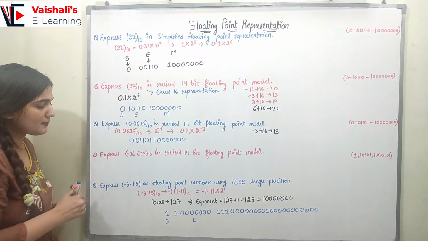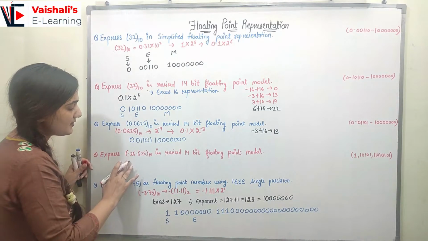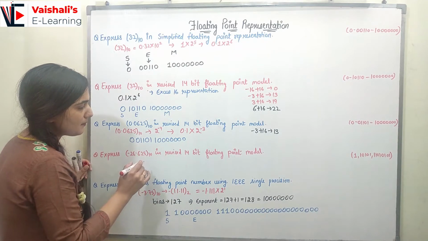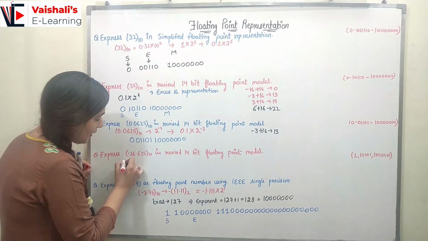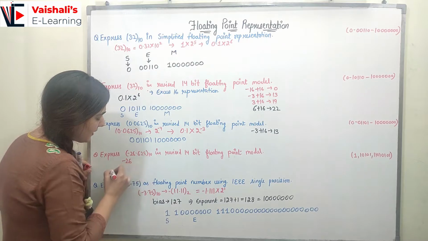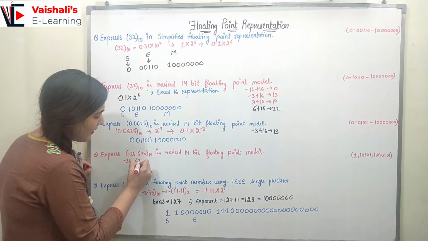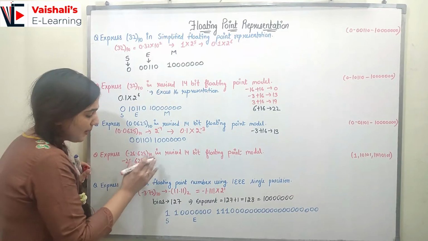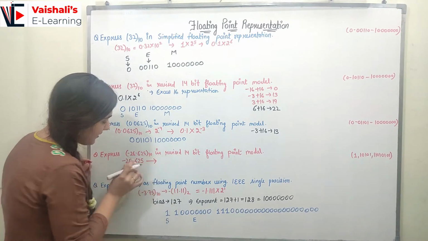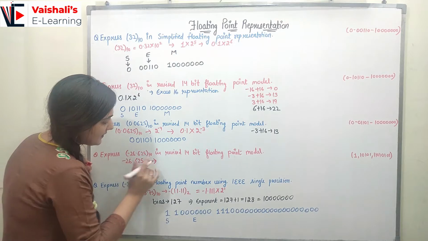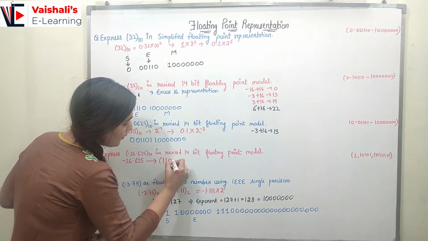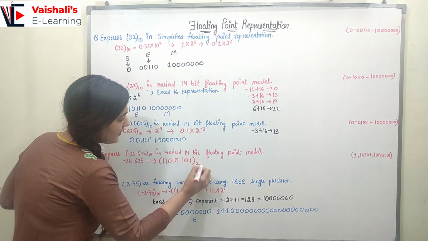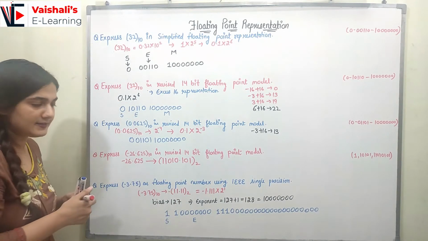Now coming to the next question, which states I have to express minus 26.625 in the revised 14-bit floating point representation. So now minus 26.625, first of all I have to convert this into binary. So 26.625 in binary would be 11010.101. So this is my binary number.